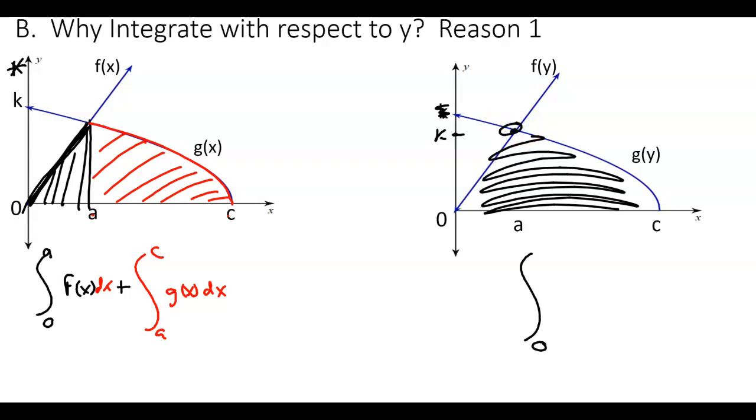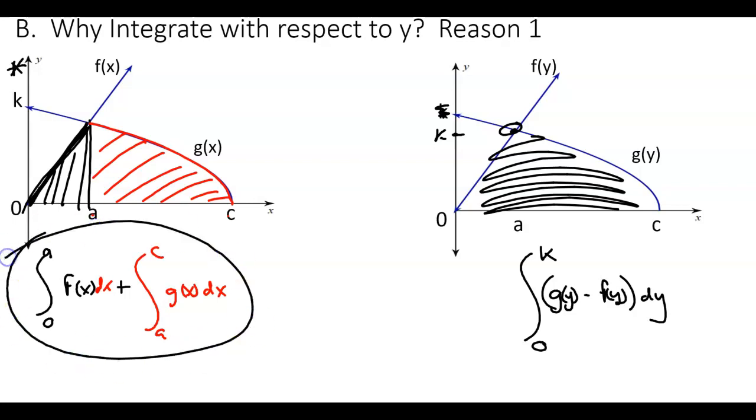Yeah, it's k. And then we do, not top minus bottom, we do right function minus left function. The right function is g of y. The left function is f of y. So if you do it with respect to y, it's actually only one integral instead of two. So that's one benefit. It might be faster, especially if you had to do it by hand. This you'd have to do two separate integrals. Over here, you could just do one. Okay? So that's one reason why.